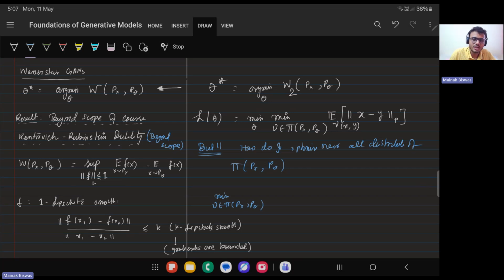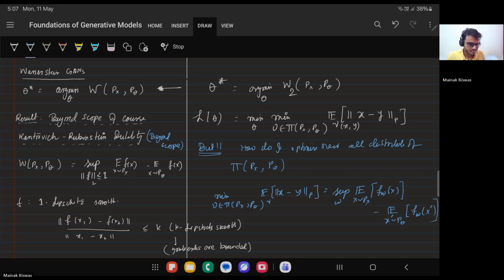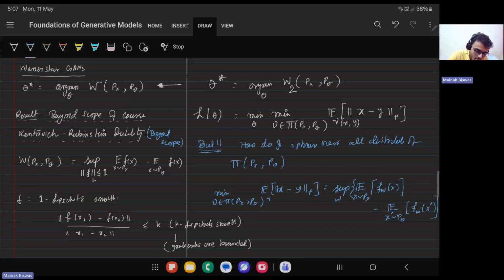So it is shown that the minimum over nu of a joint distribution, if you have to minimize over this joint distribution over x minus y, this is given by the supremum over w of the expected value of x from Px of f w of x, minus the expected value of x dash from P theta of f w of x dash, right? So this is what it is defined as, right? If you do this, you can derive that this is an optimization problem.